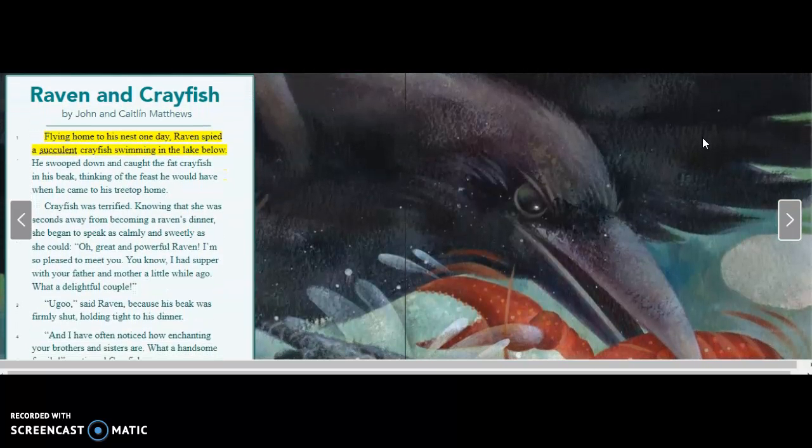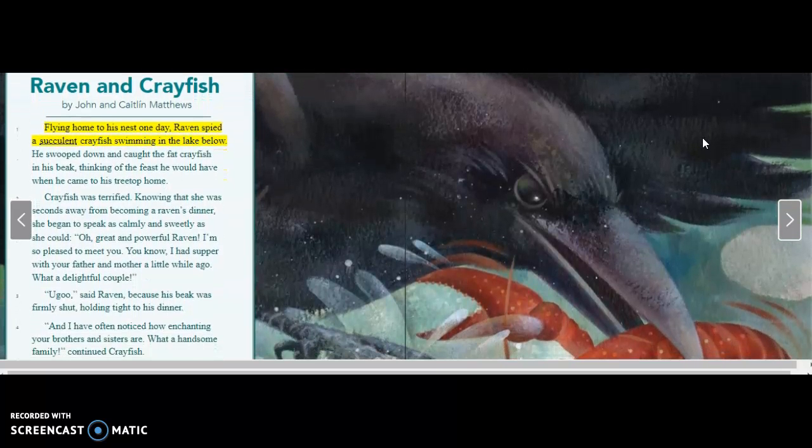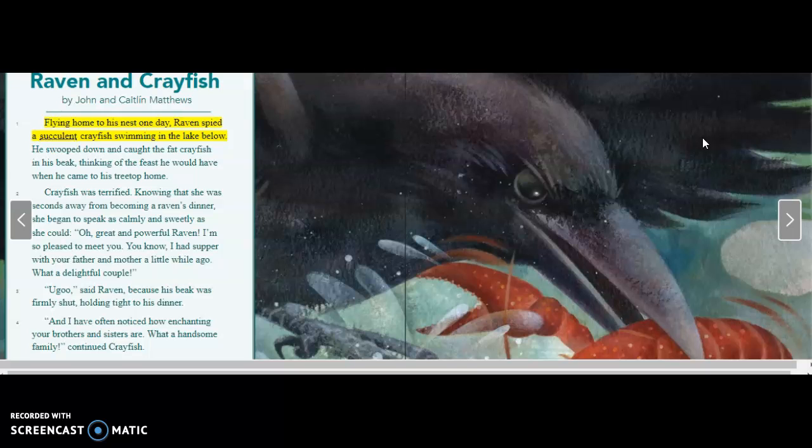Flying home to his nest one day, Raven spied a succulent crayfish swimming in the lake below. He swooped down and caught the fat crayfish in his beak, thinking of the feast he would have when he came to his treetop home.